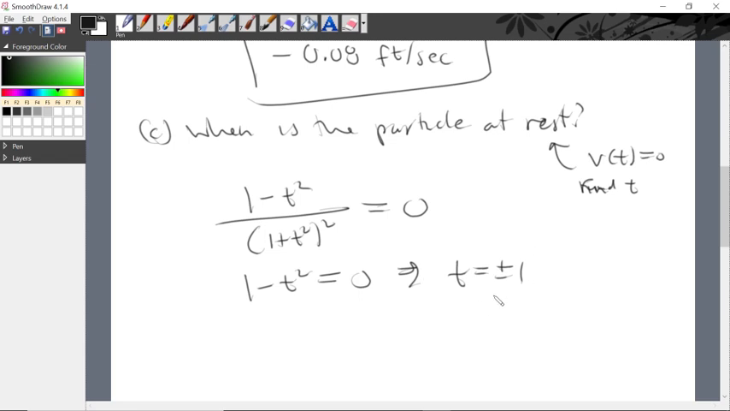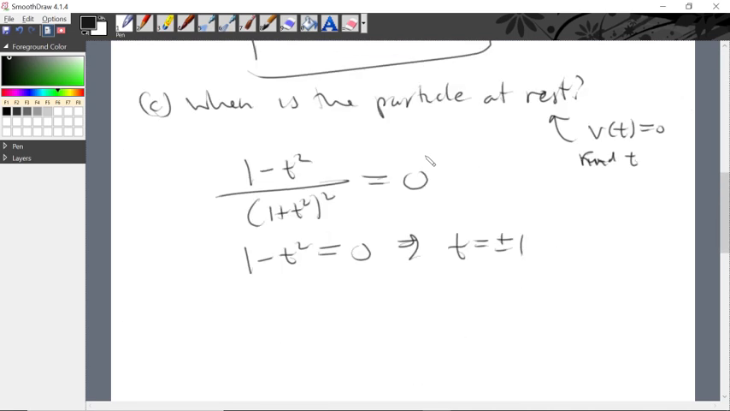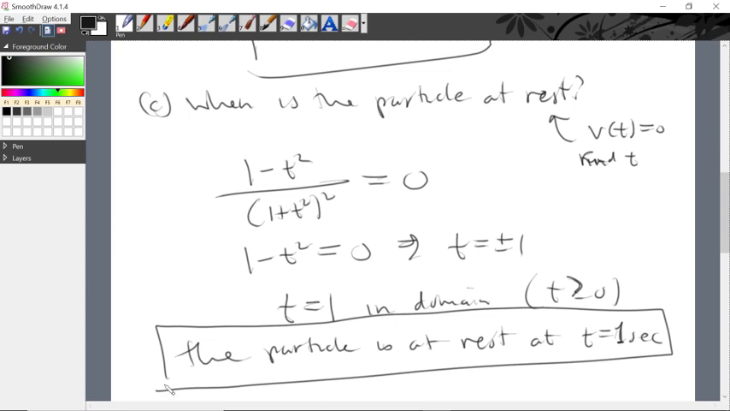But only one of these values of t is actually within the given domain. t is greater than or equal to 0. That's where t is equal to 1. Okay? t is equal to 1 is in the domain. The domain was t greater than or equal to 0. Okay, so that's the only relevant solution. When is the particle at rest? According to this, the particle is at rest at 1 second. That's 1 second after the initial observation was made at 0 seconds, right?